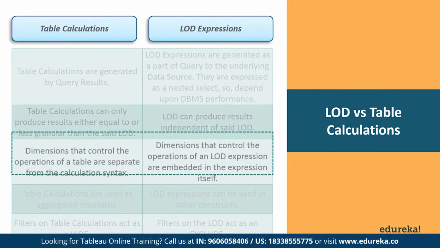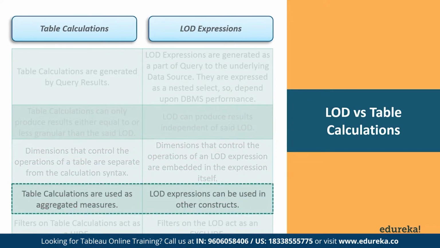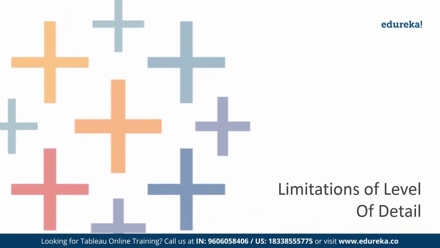Dimensions that control the operations of a table are separate from calculation syntax in table calculations, whereas in LOD expressions, dimensions that control the operations of an LOD expression are embedded in the expression itself. Another big difference is table calculations can be used as aggregated measures, and LOD expressions can be used for various other constructs. The filters on the table calculation act as a hide, whereas filters on the LOD act as an exclude.